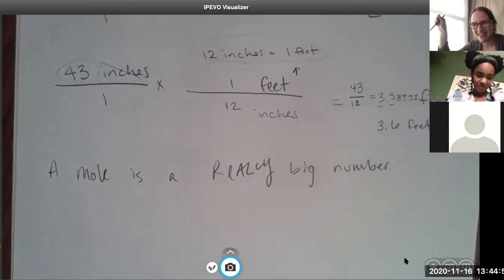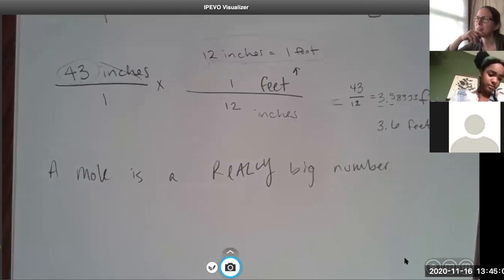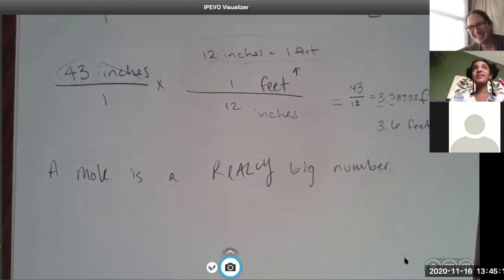Yeah. Yes. It's maybe over Thanksgiving or something. There's a chocolate chip cookie recipe in moles. Oh my goodness. So you make it in moles.